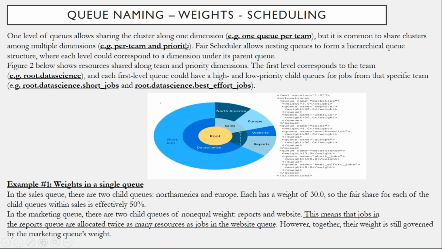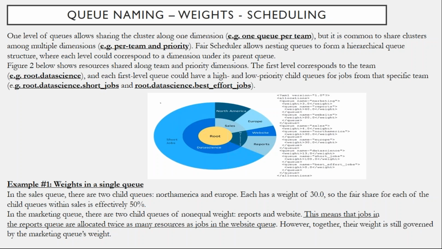Now, queue naming, weights, and scheduling. Now guys, this is very important. One level of queue allows sharing the cluster along one dimension, one queue per team. But it is common to share the cluster among multiple dimensions, per team and priority. One queue per team means, in the earlier slide, your marketing has one queue, your sales has one queue, your admin has one queue. Now, one queue can be shared across multiple teams based on priority. That is where resource pooling from one share to another share comes into the picture.